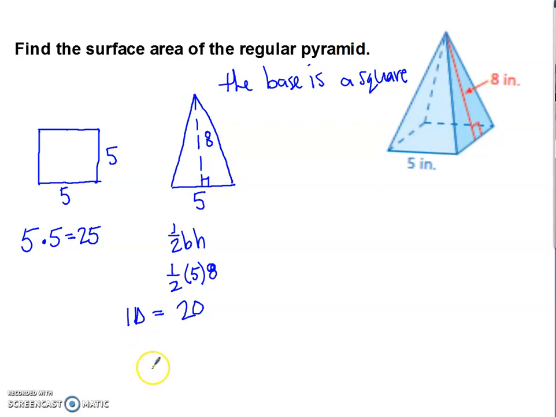But how many triangles are in this picture? They're all the same, but how many are there? There are 4. So 4 triangles in this picture is 4 times 20, that's 80. Now we need to add up all the pieces. 80 plus 25 is 105 inches squared.